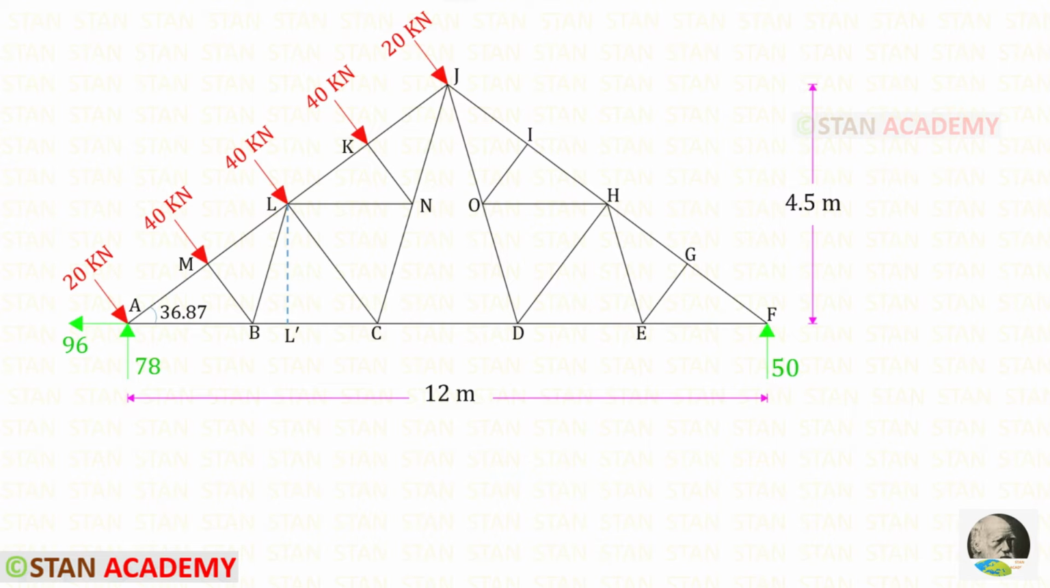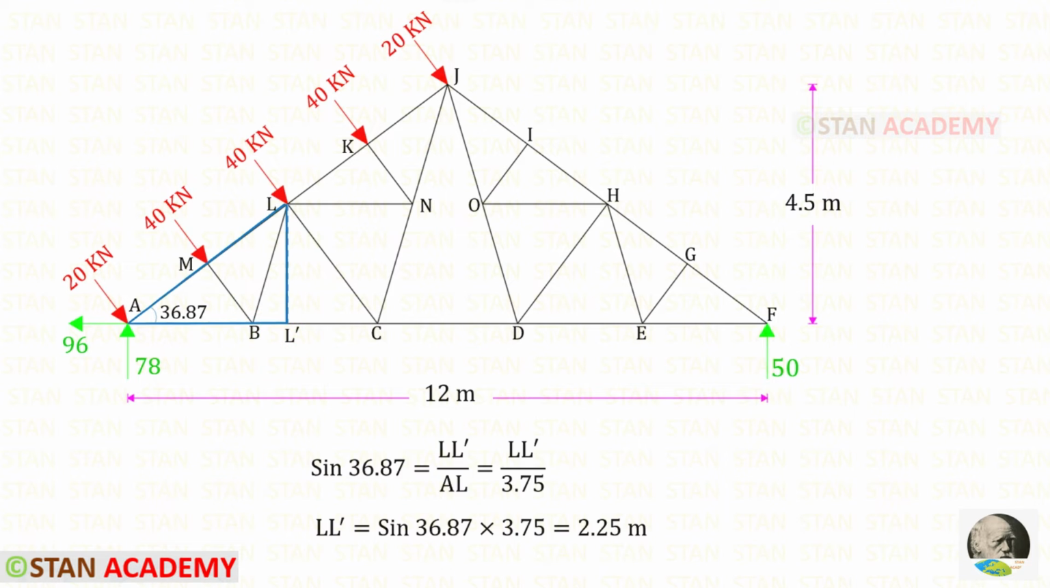Before making the sections, we have to find some distances. From the point L, let us draw a vertical line. Let us keep this point as L dash. Now let us take this triangle. In this triangle, let us use a sine formula. That will be the opposite side LL dash upon the hypotenuse side AL. We know the distance of AL, which is 3.75. Finally, for LL dash, we will get 2.25 meter.